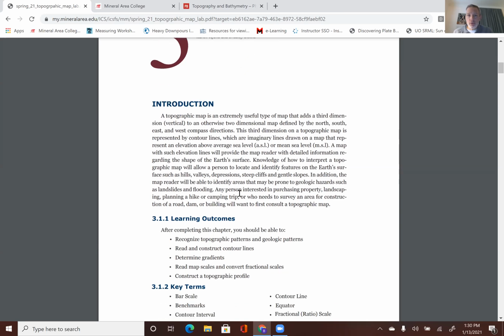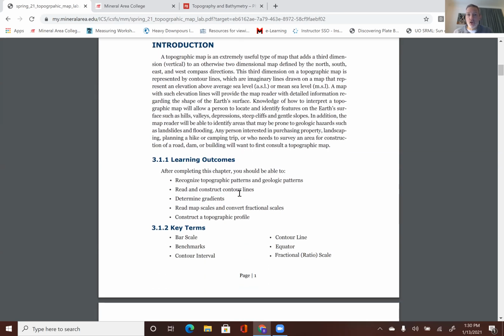And so by the end of this lab, we're going to understand how to make contour lines, and understand things like gradients. Just like in a math class, it's the rise over the run. We're going to look at things like relief and different map scales, and you're going to be able to make a profile, or a side view, of a map.